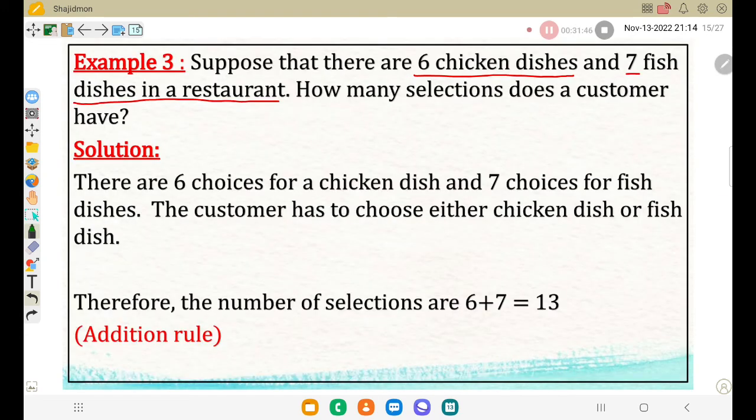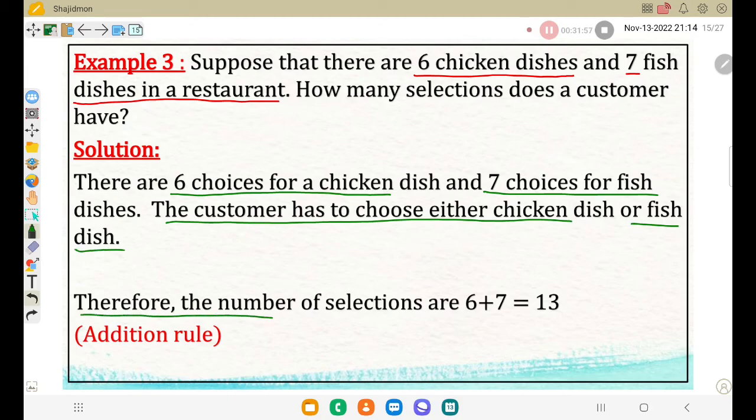So what is the question here? There are 6 choices for the chicken and 7 choices for the fish dishes. So the customer has to choose either a chicken dish or a fish dish, correct? So therefore the number of selections, how many selections is he having? 6 plus 7, that is equal to 13 selections by using the addition rule. I hope you understood that one, correct?